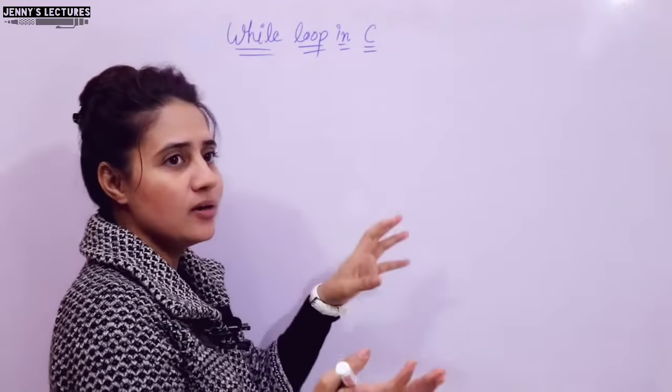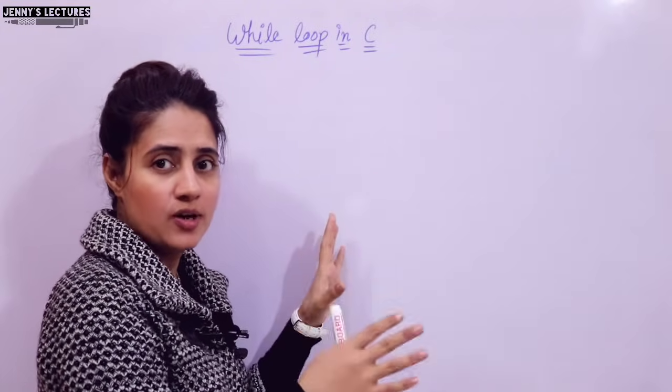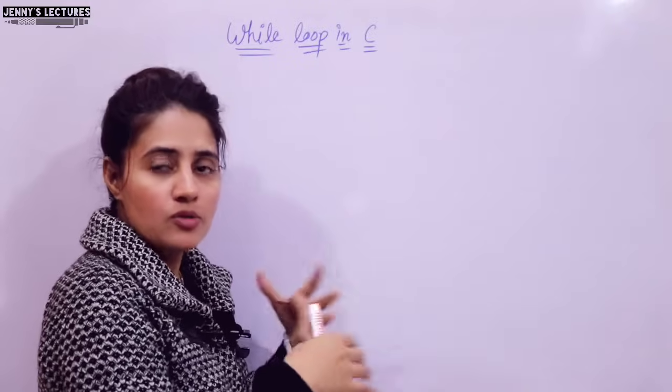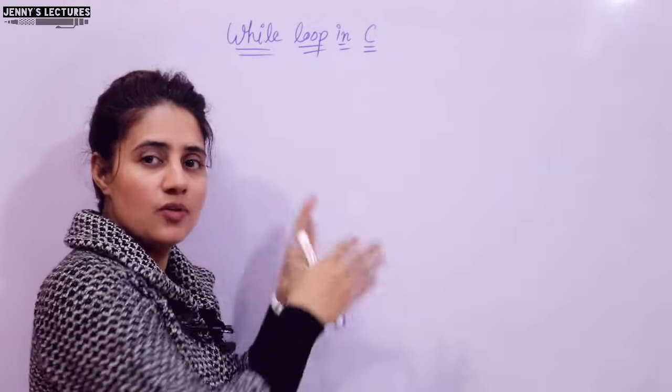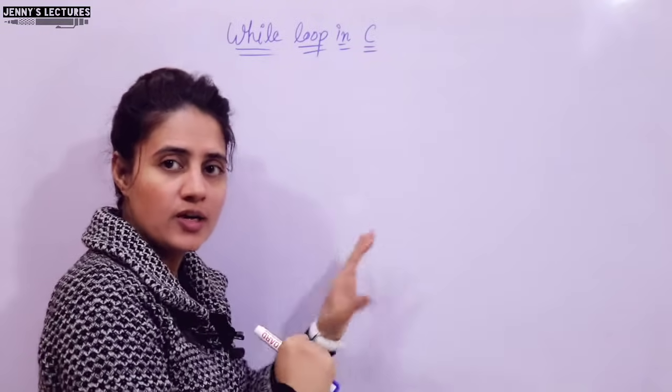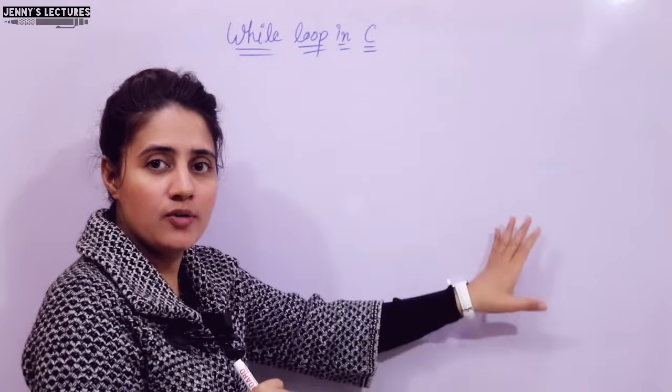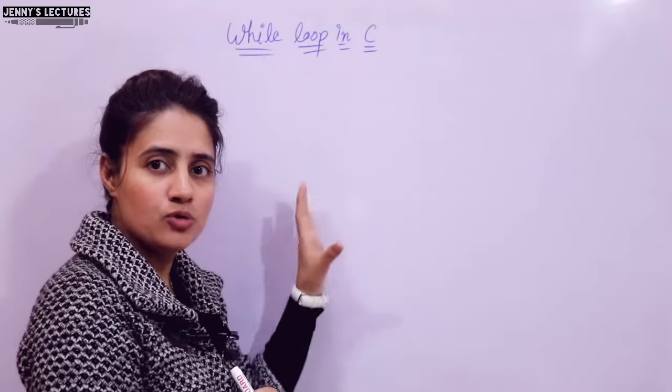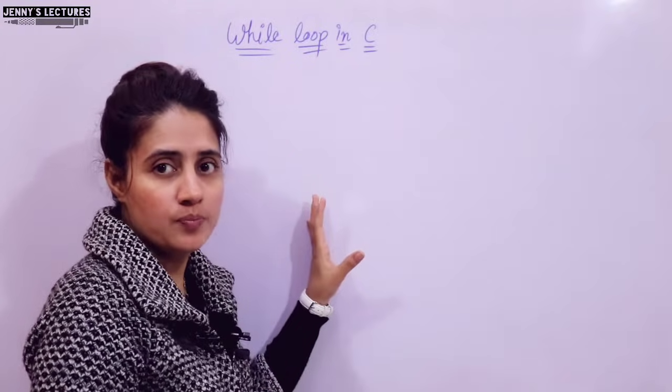See, it's not like the working of the while loop is different from for loop. It's almost the same, just the syntax, how you write while loop, is different from for loop, but the working is the same. Whatever program you can write with for loop, those programs you can also write with while loop, and also with do while loop.